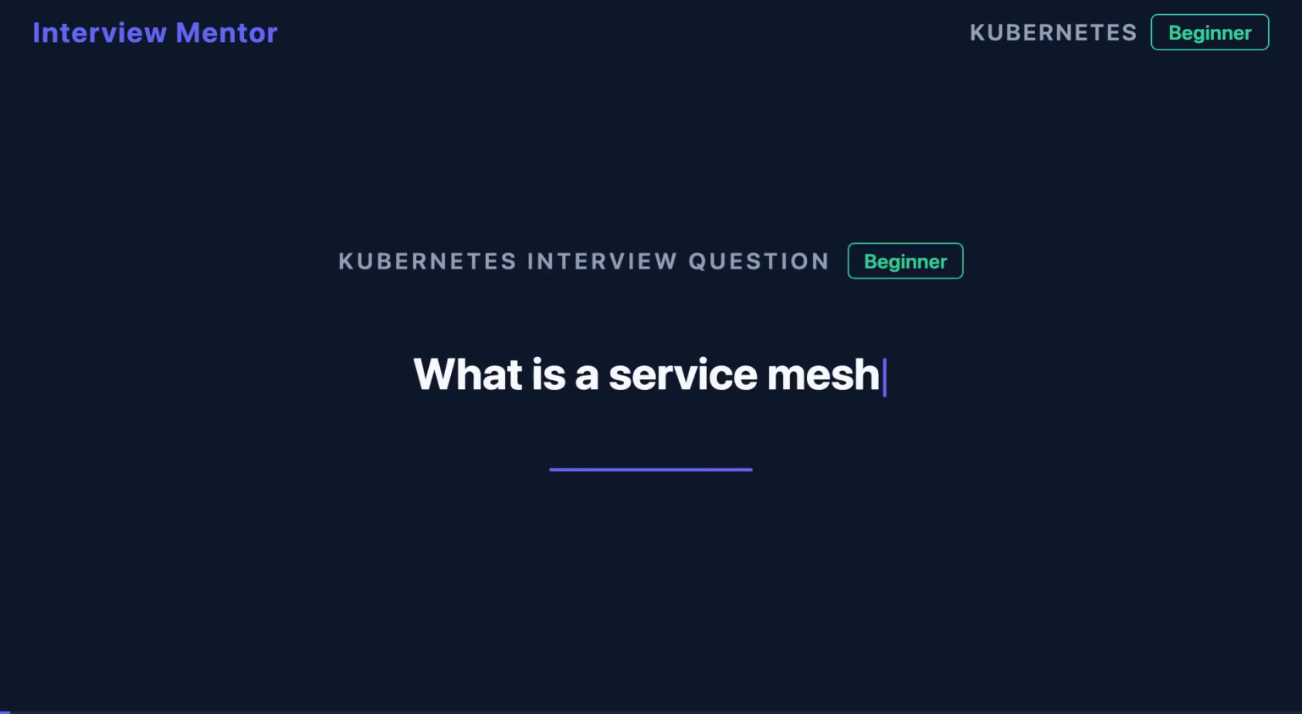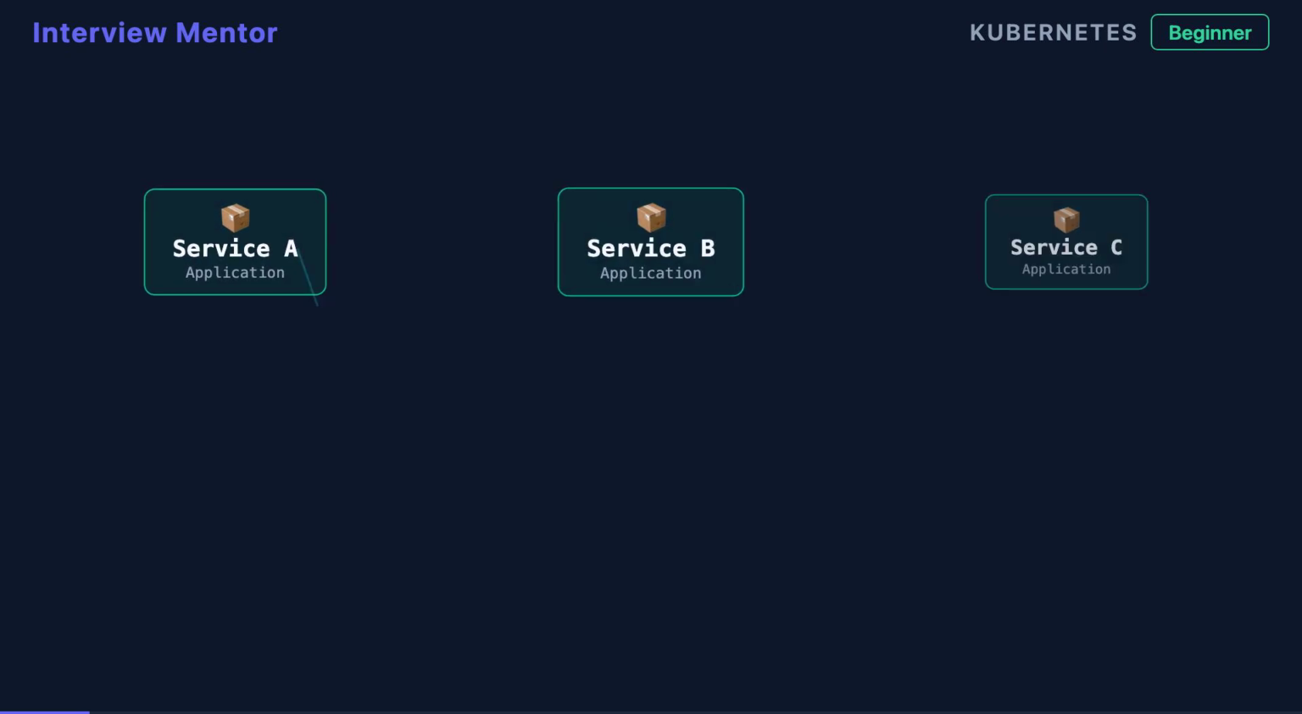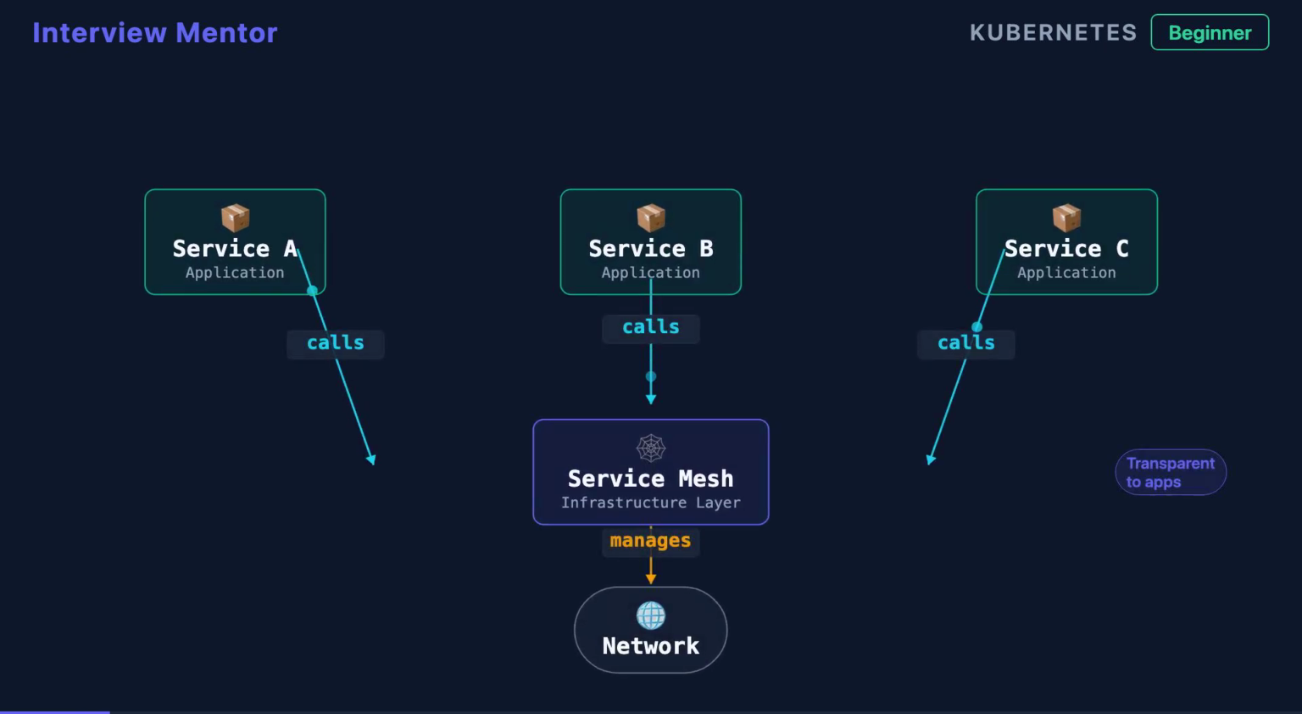In a Kubernetes cluster with hundreds of microservices, who's managing the billions of network calls happening every day? That's the job of a service mesh. A service mesh is a dedicated infrastructure layer that handles service-to-service communication in your cluster. Think of it as a networking layer that sits between your application code and the network itself.